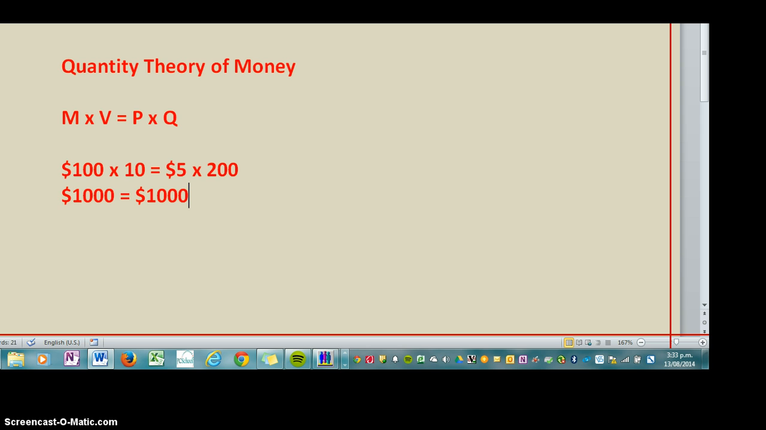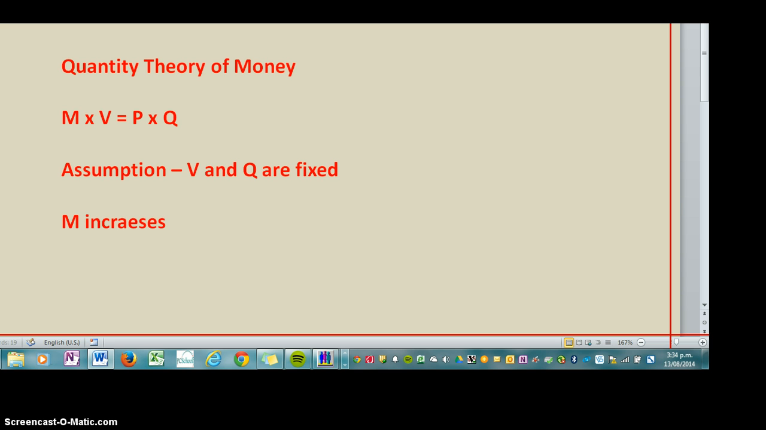So let's look at that. Okay, so we're assuming that V and Q, velocity of circulation and quantity, are fixed. Don't ask why. This is just this theory that people have come up with. So what happens if M increases? If you think about it, what must happen to this equation to make it still balance? Well, if M increases and velocity of circulation is the same and quantity is the same, then prices must increase.